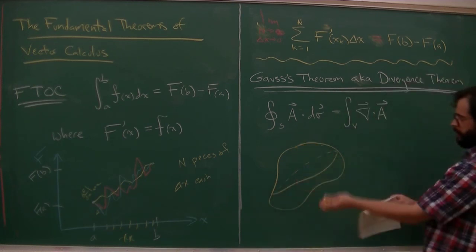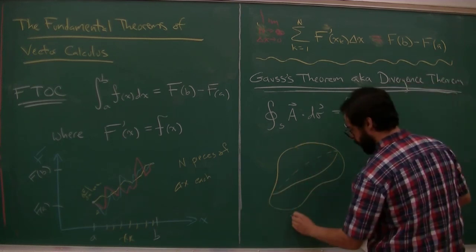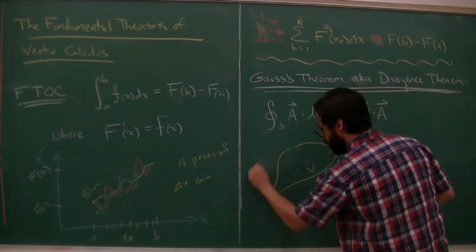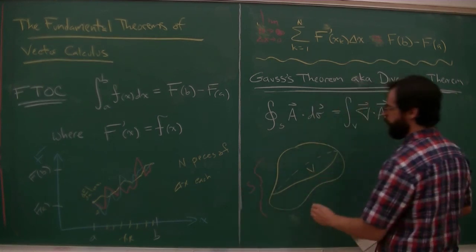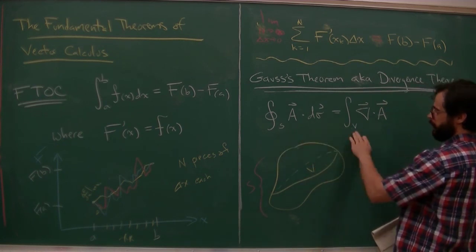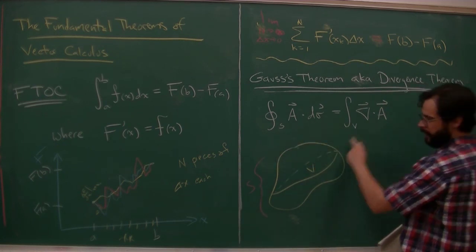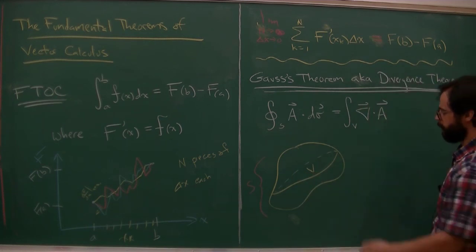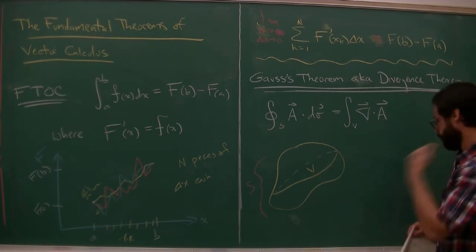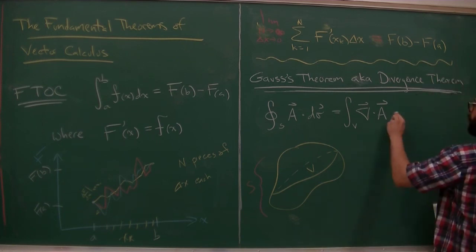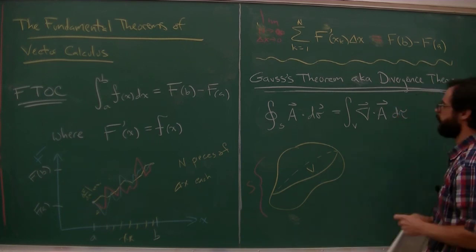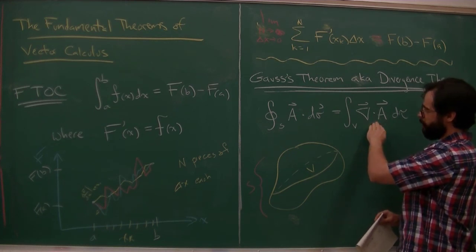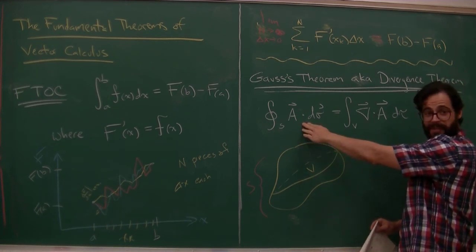Imagine this is a volume of stuff, V. And then I have the surface that contains it, the closed surface S that bounds the volume V. So S is the surface of V. Essentially what this is saying is that if I leave the volume, I have to go through the surface.